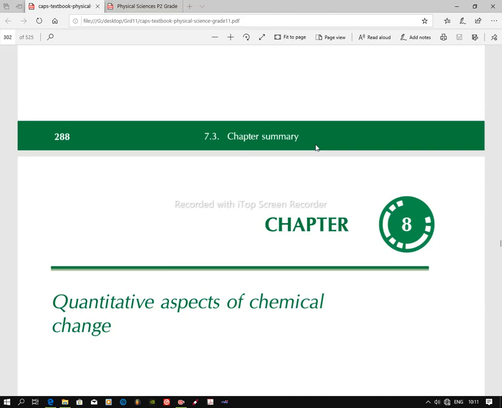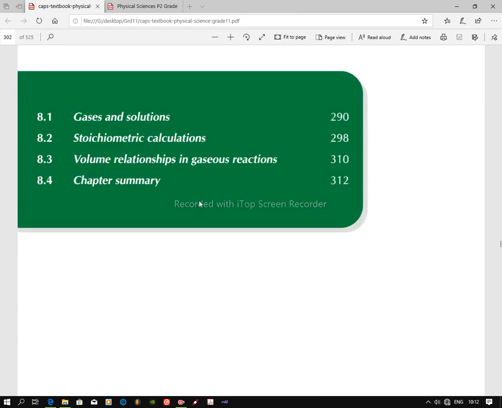Today I'm starting a new chapter, which is chapter 8. I'm going to focus on the quantitative aspects of chemical change. It's our topic for today. So under this chapter we are going to focus on the gases and solutions, the stoichiometry calculations, the volume relationship in gaseous reactions, and the chapter summary. I'm not going to do it with you. You understand?